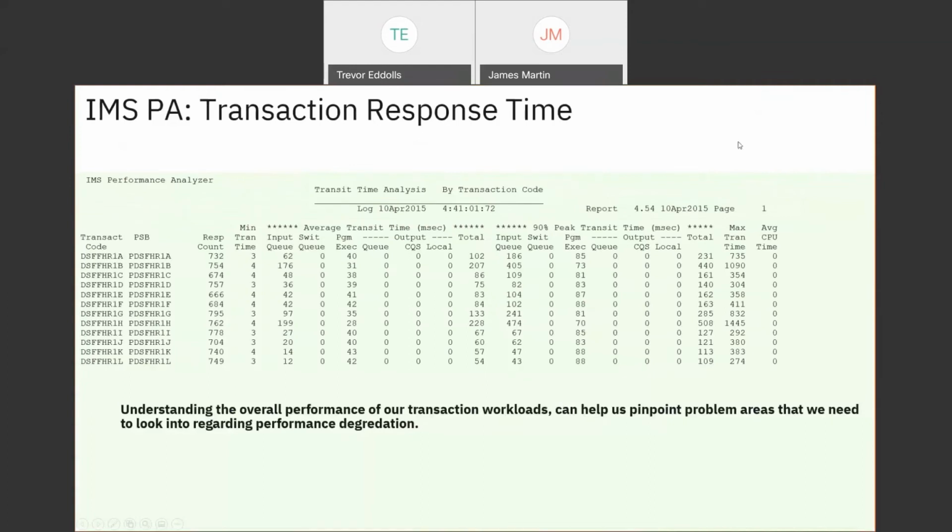So when we're using PA and looking at transaction response times, this is a transit time analysis by transaction code, which tells me that I'm going to see information by transaction code that will allow me to determine if I'm performing as I should be. Here I'm looking by PSB and I get response counts, minimum tran times, input queue times, and switch queue times. If I'm doing program switching, I'll have numbers in the switch queue, so it says that I'm actually doing program switching.